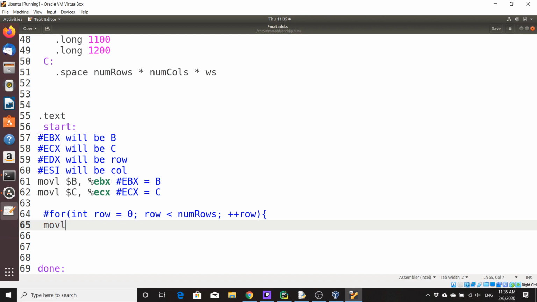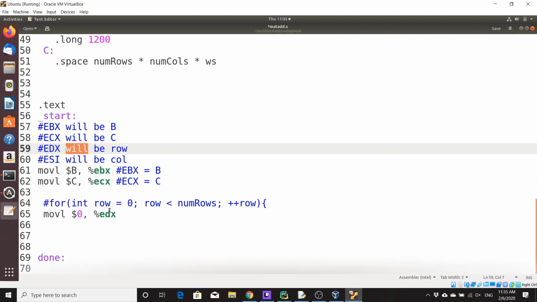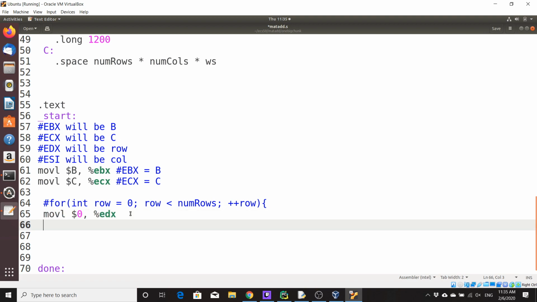Movl $0 into. So row we said is going to be EDX. So EDX. This is why you need these comments here, right? Because we're going to forget what the heck is what really, really quickly, because I can't juggle all these variables in my head. So we're going to keep looking back here. So great, row is 0.